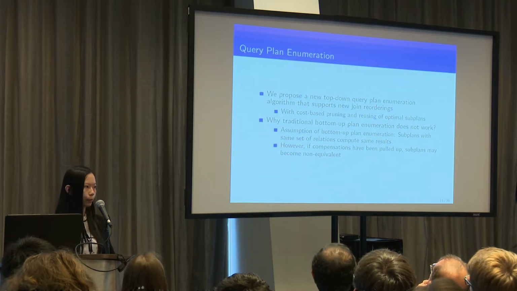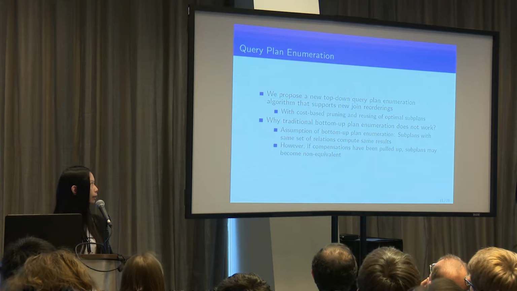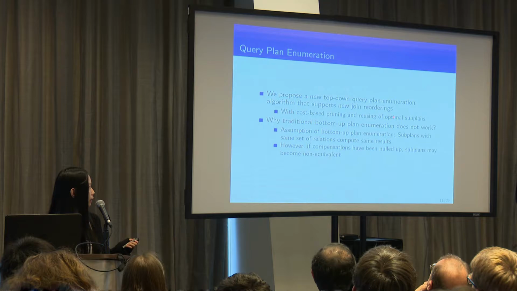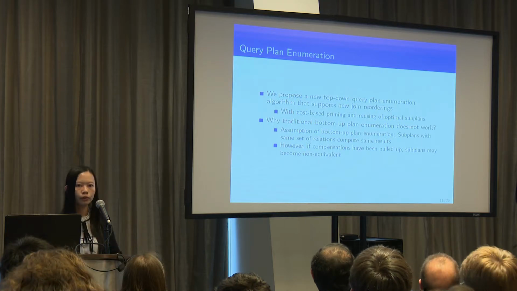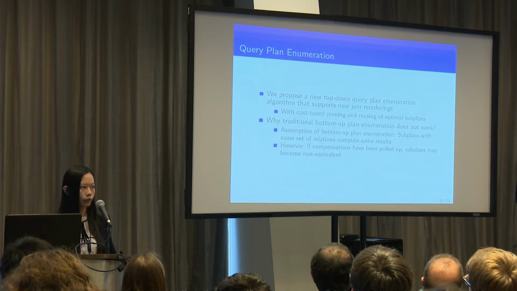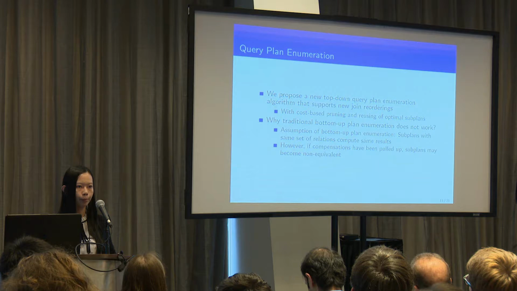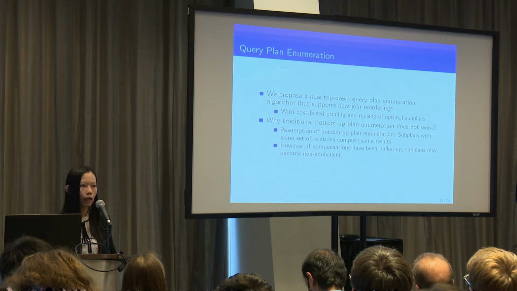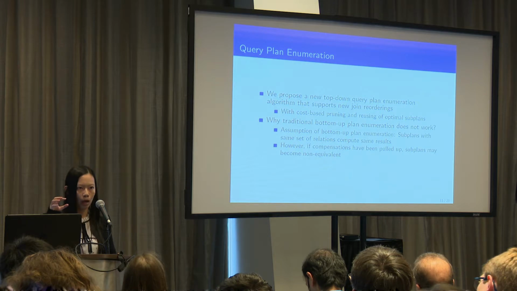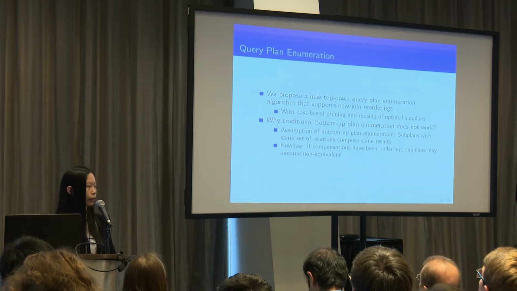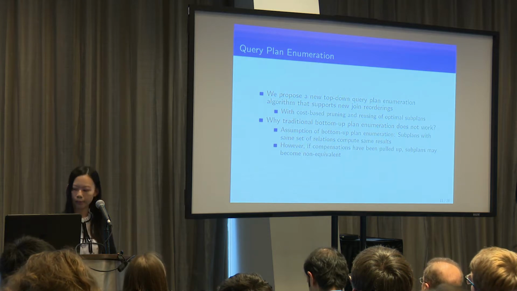Our second contribution is we introduce a new top-down plan enumeration algorithm that can do cost-based pruning and subplan reuse. So why doesn't the traditional bottom-up approach work? Because bottom-up enumeration assumes that subplans with the same set of relations always compute the same result. But if we have compensations in the plan, and if the compensations have been pulled up, then subplans may become non-equivalent. So we need a new plan generation algorithm. The details can be found in the paper.